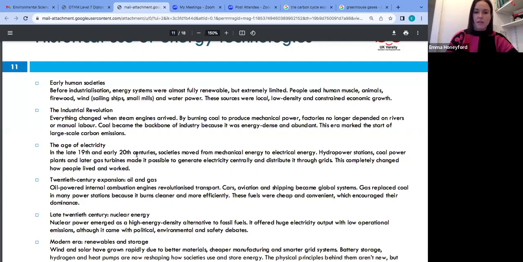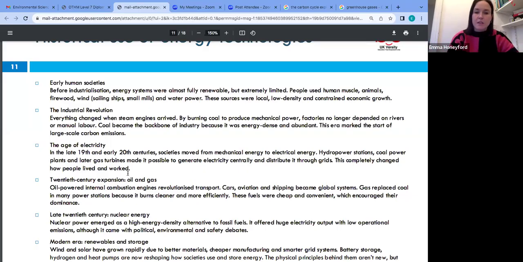So, the age of electricity. In the 19th and early 20th centuries, societies moved from mechanical energy to electrical energy. Hydro power stations, coal power plants and later gas turbines made it possible to generate electricity centrally and distribute it through grids. This completely changed how people lived and worked, and it had many positive impacts for people. But it's important to remember that there are positives, but there are limitations to that as well.